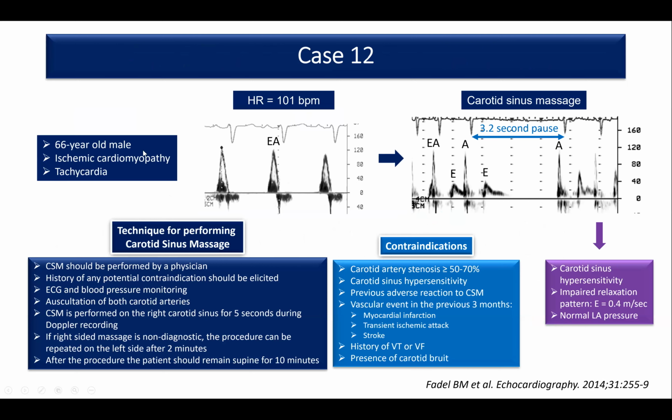So another patient here, 66-year-old with ischemic cardiomyopathy, also tachycardic, 101 beats per minute, and you can see the E and A are fused. Once we started doing the carotid sinus massage, you see this patient went into a sinus pause of 3.2 seconds. And obviously we got frightened. This is the E and A, this is the E, and then we stopped. Obviously, this is the A, and restarted.